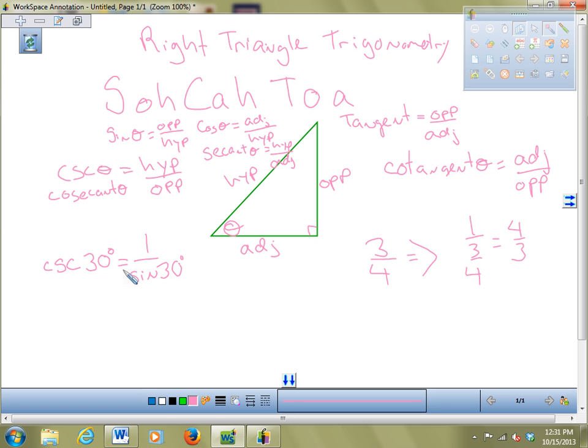Why would you do a secant or cosecant? Why would you want to do it? They come up in applications of different things, okay? Such as, I don't know.